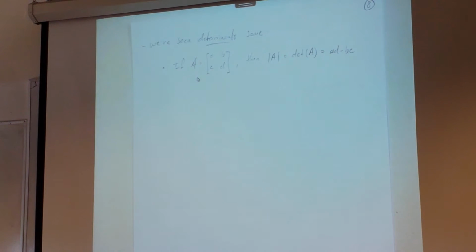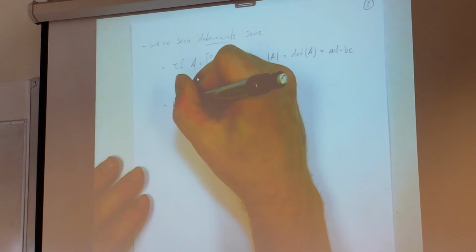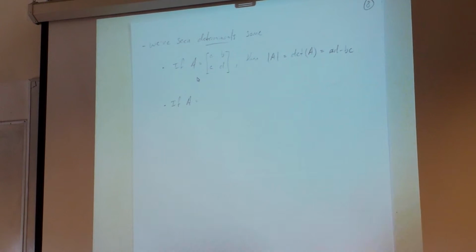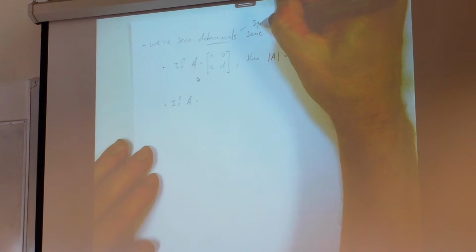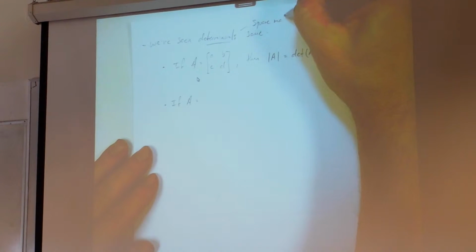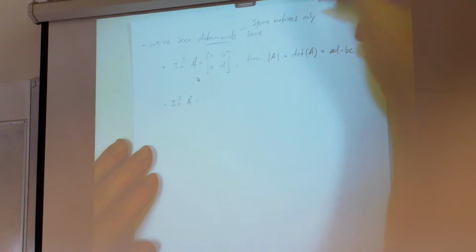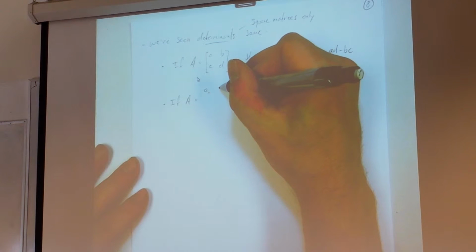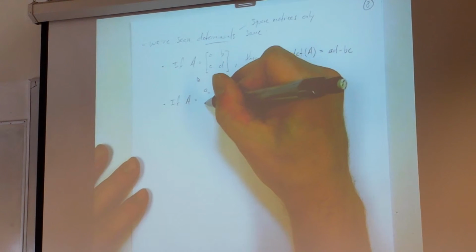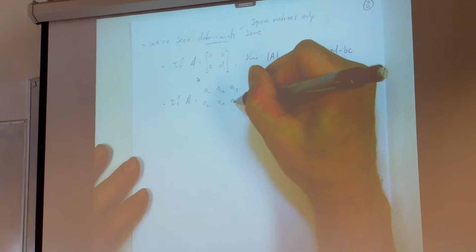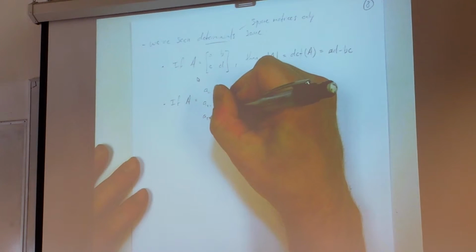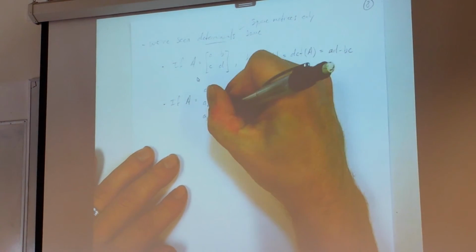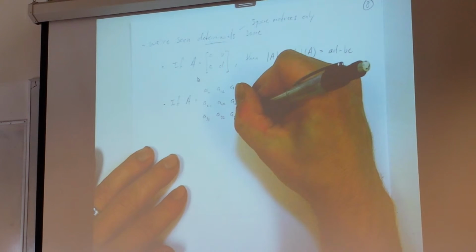Okay. If the matrix is of a larger dimension, by the way, this only applies to square matrices, again, like inverses. Okay. If A is larger, say a11, a12, a13, a21, a22, a23, a31, a32, a33.